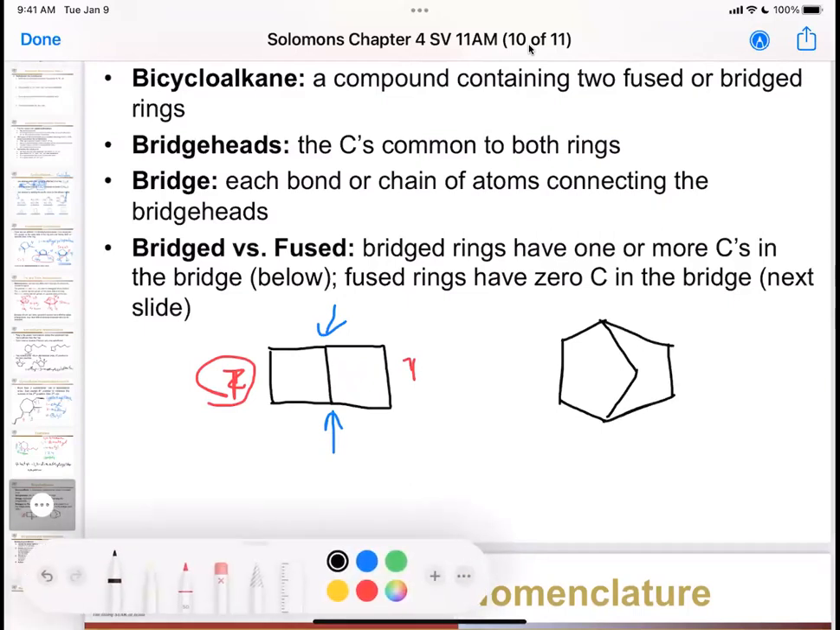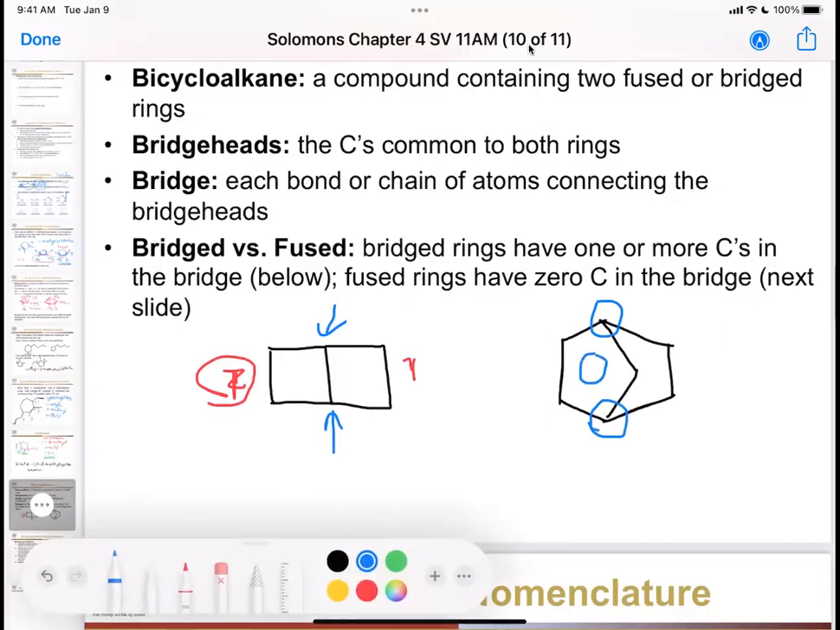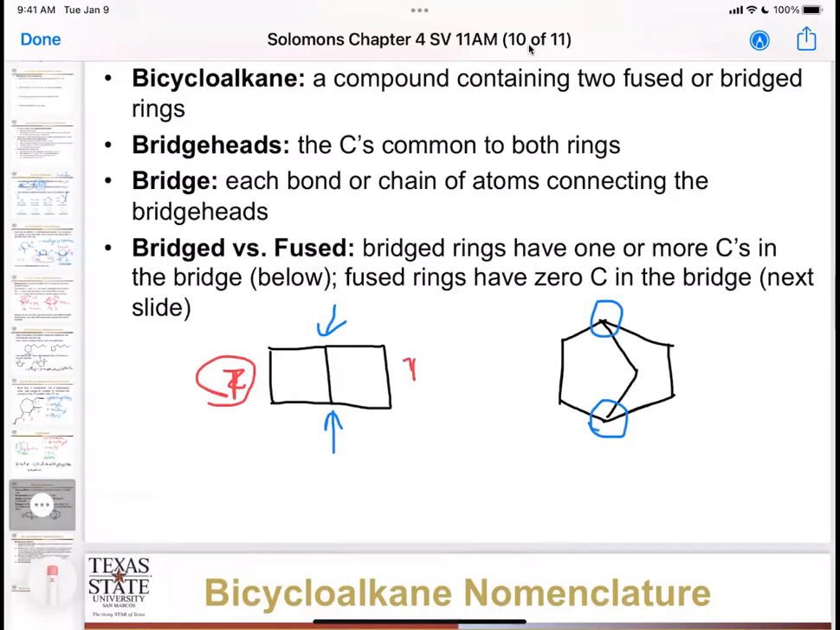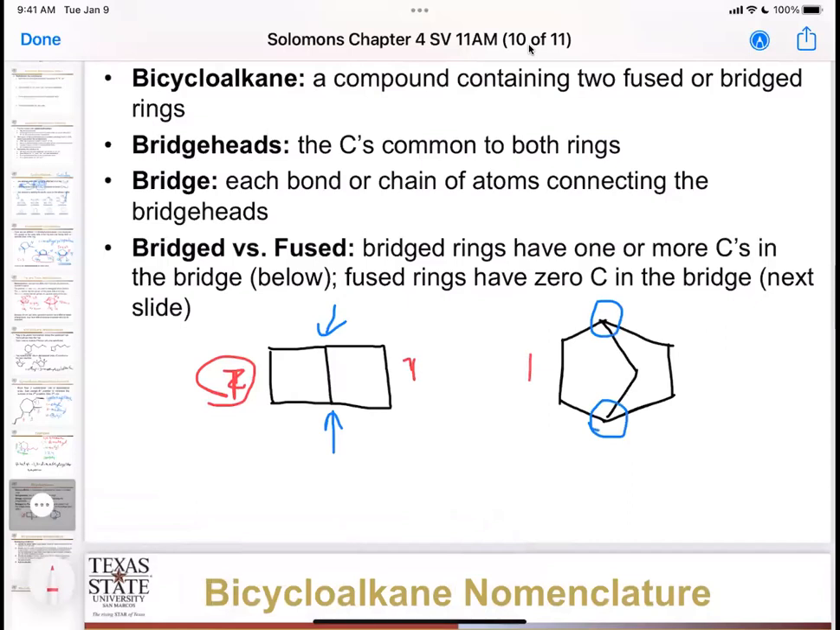And let me assign those bridgehead carbons again. This is a bridge. This is a bridge. Do we see how we have two rings here? We have a ring on this set here, and then we have a ring on the other side there. So now when we assign our bridges, we have one bridge here, and one bridge here.